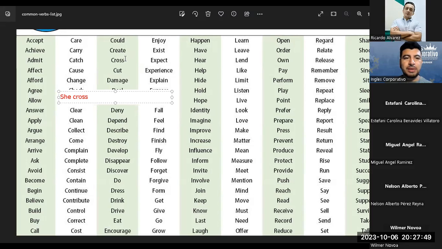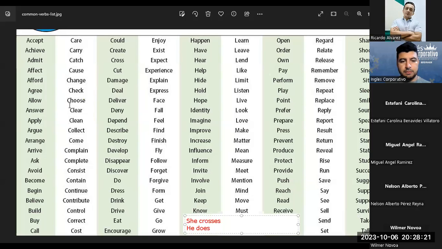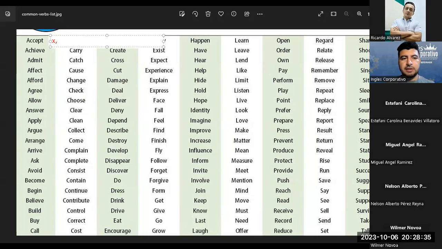Miren, estoy utilizando este cross. Como termina en S, no le voy a agregar otra S, voy a agregar crosses. ¿Ok? Quiero que solo me envíen uno con she y otro con he. ¿Ok? Vamos a poner el otro he does, por ejemplo. Ok, ¿qué tipo de verbo vamos a usar acá? Vamos a usar solo los verbos que terminen en X, perdón, S, que terminen en X, que terminen en O. O que terminen en H. Y el otro caso es en los que terminen en Y. ¿Ok? Así sería.